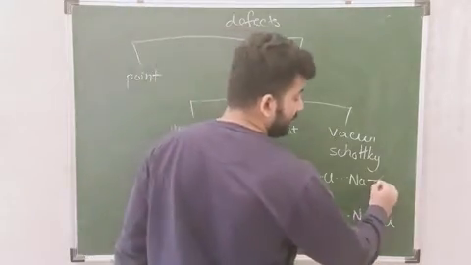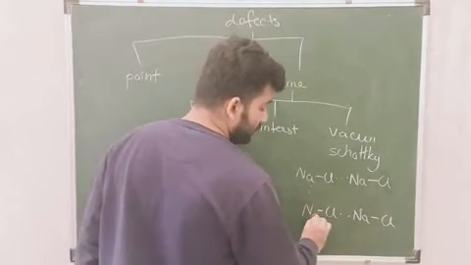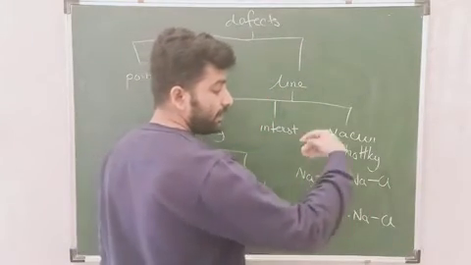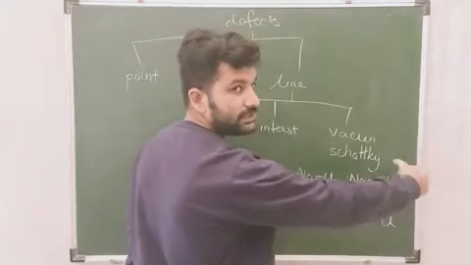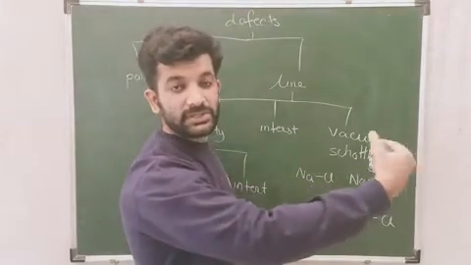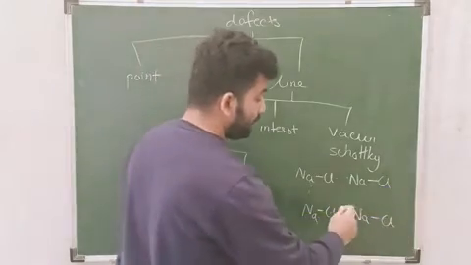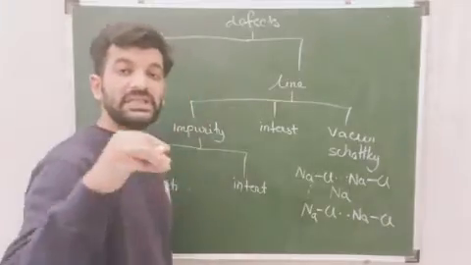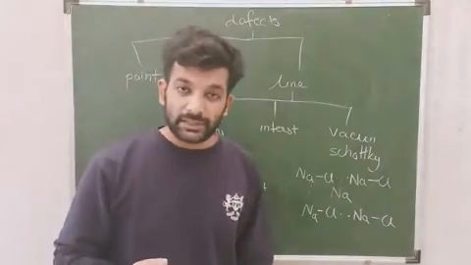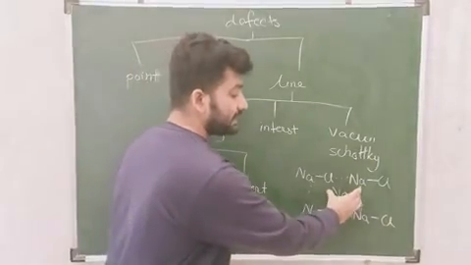Means what? If I am having NaCl, what will happen? The crystal is in huge form, and a few atoms present in different positions will try to occupy the interstitial position. They try to occupy the interstitial positions.